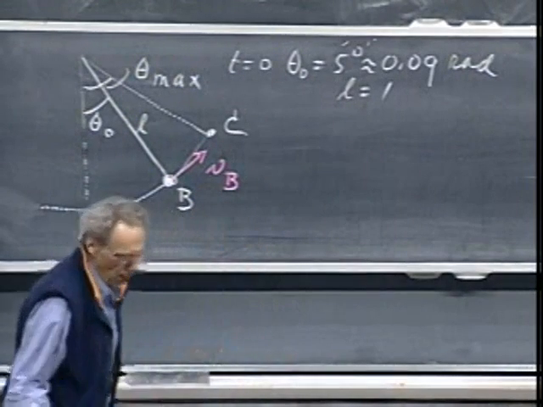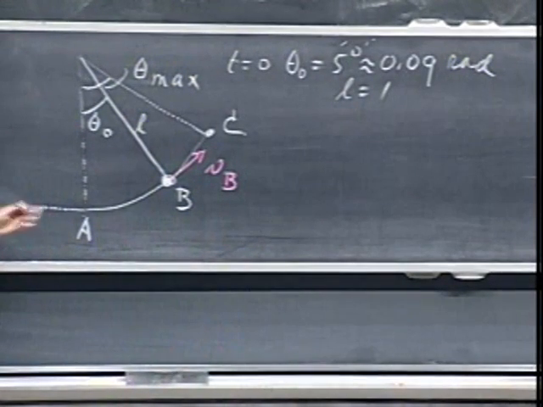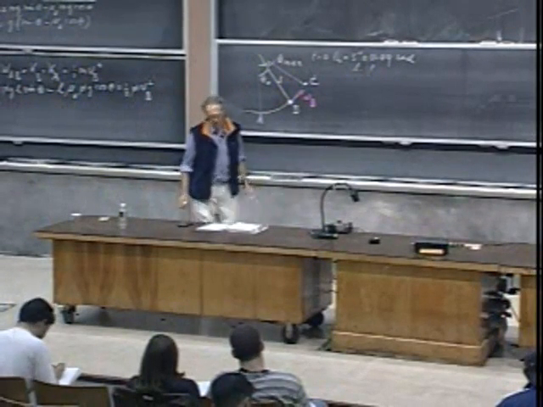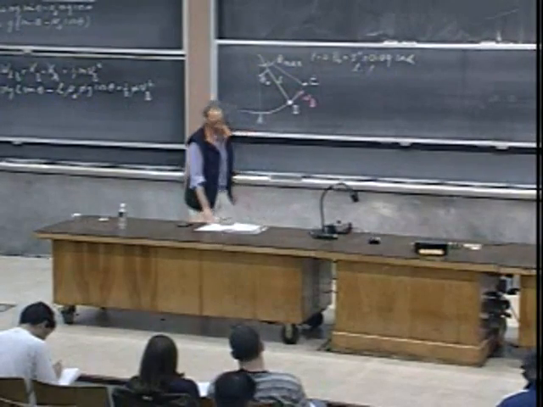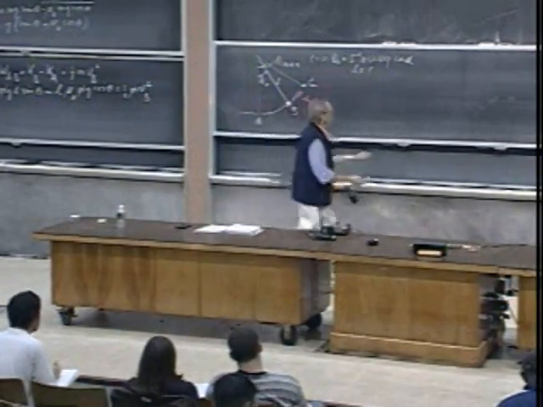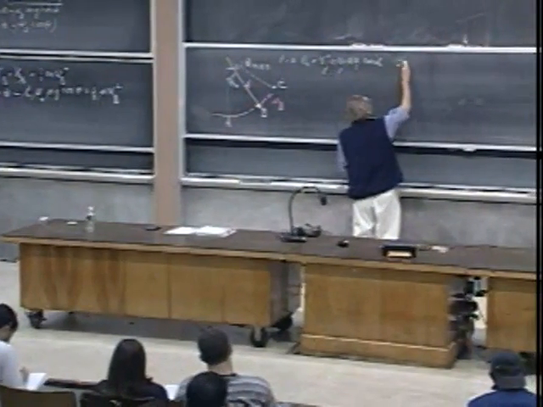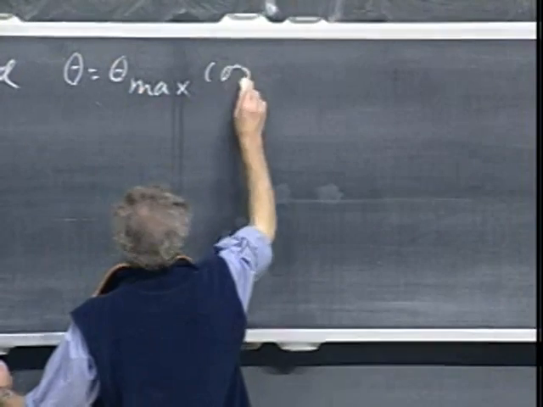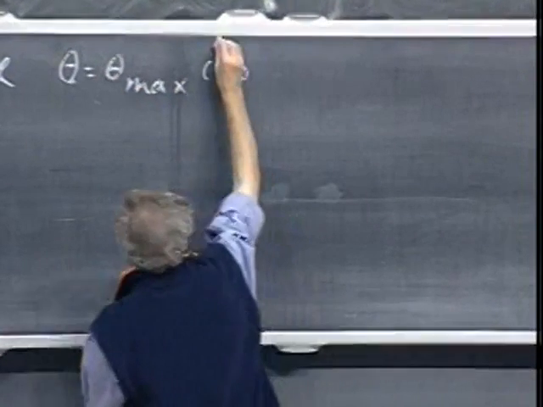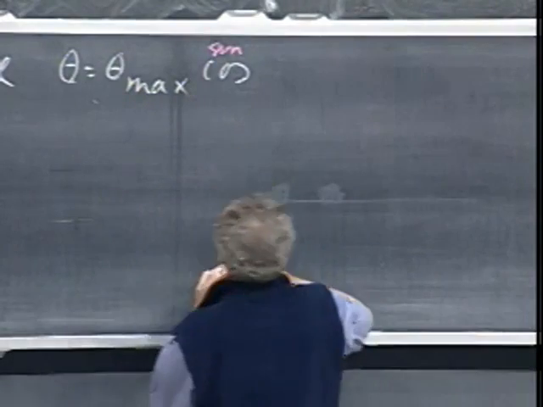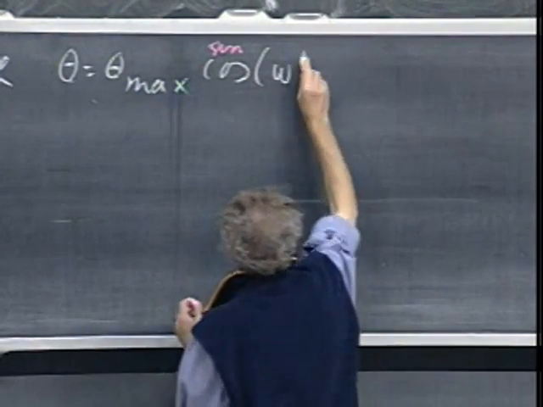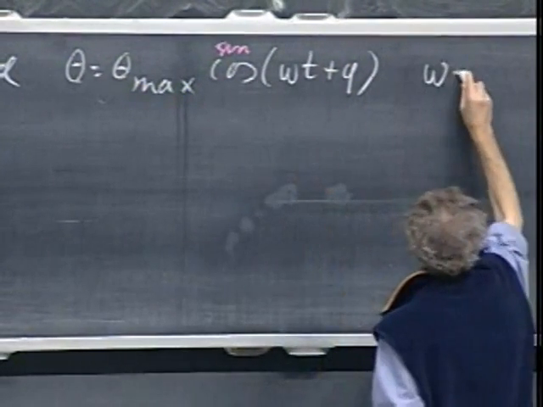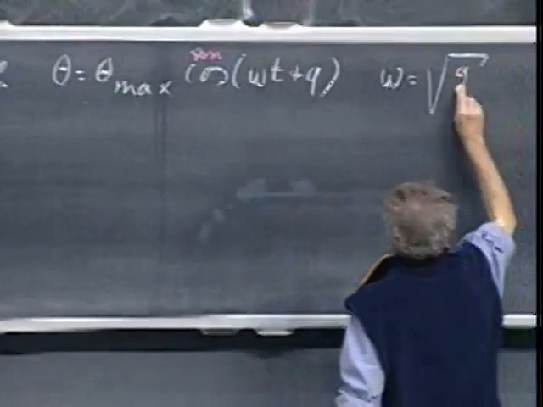It is small angle approximation. The angles will never be very large, as you will see later when we calculate theta maximum, and so we know that we're going to get a simple harmonic oscillation to a very good approximation. So theta is going to be that angle theta maximum times the cosine, or if you want to be my guest, you can make this a sine. I always work with cosines, omega t plus phi. And omega equals the square root of g over L.